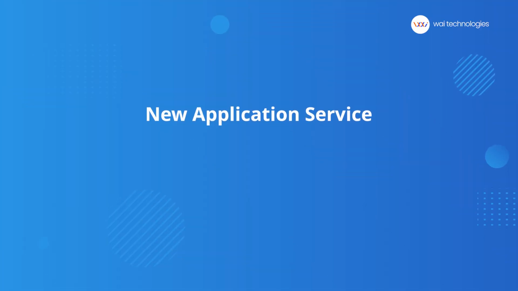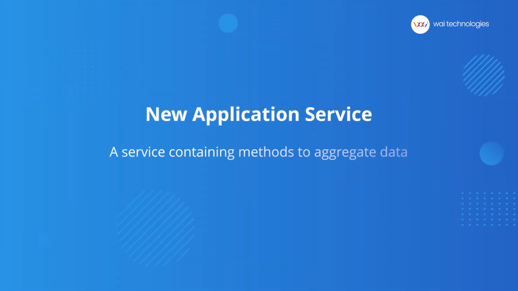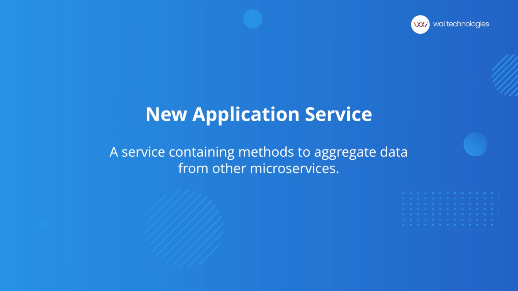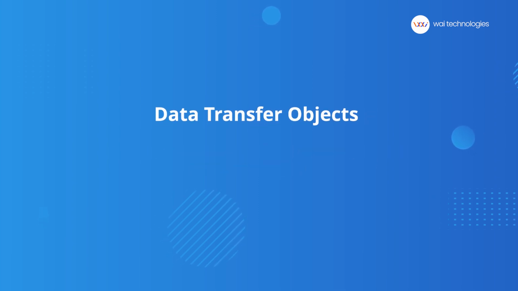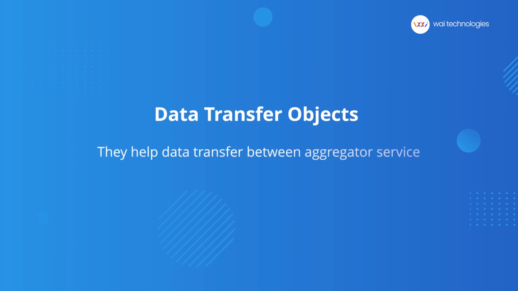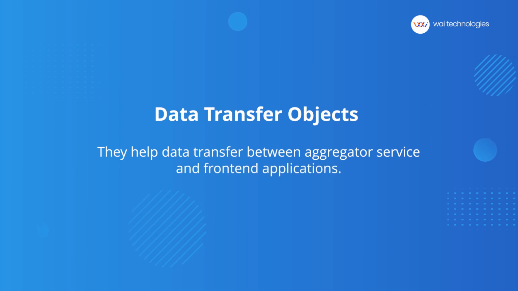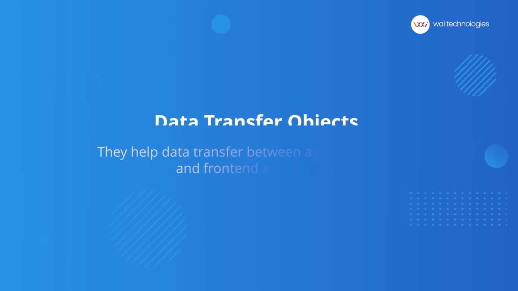Add a new application service. Within your ABP solution, add a new application service that will serve as your aggregator service. This service will contain methods to aggregate data from other microservices. Define DTOs. Define data transfer objects that represent the aggregated data structures. These DTOs will be used to transfer data between your aggregator service and the front-end applications.